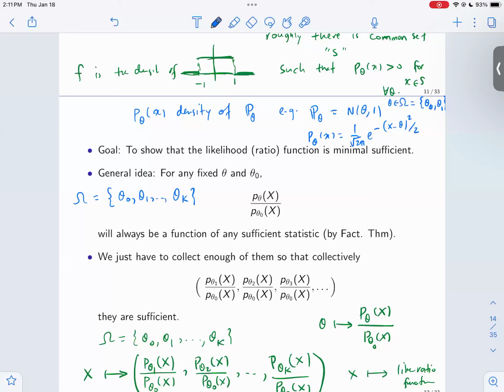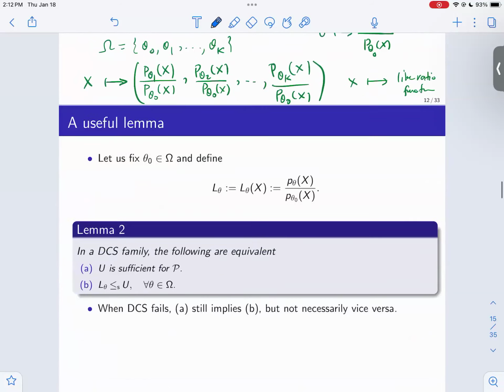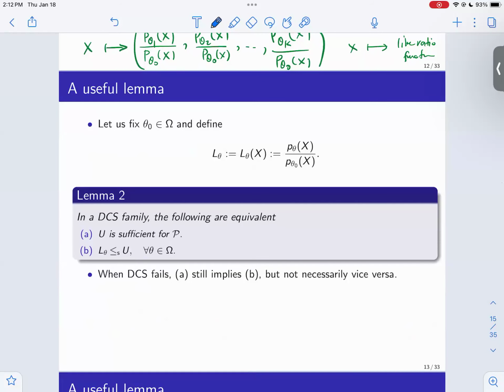So I just want to sort of prove this. We're going to spend a bunch of slides on this, so don't worry if this is not clear. So that's the plan, okay? To make it more clear, let me start with this useful lemma. I'm going to call this L theta of x, and then I'm going to drop x. So for any given theta, so fixed theta naught, right?